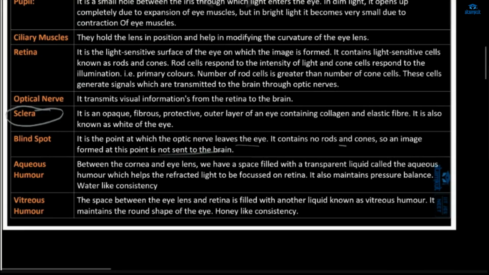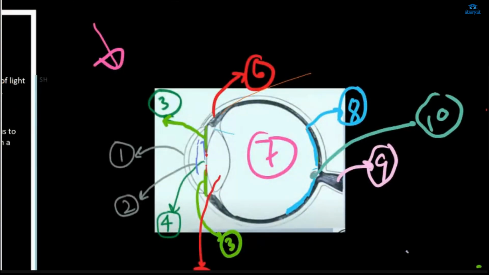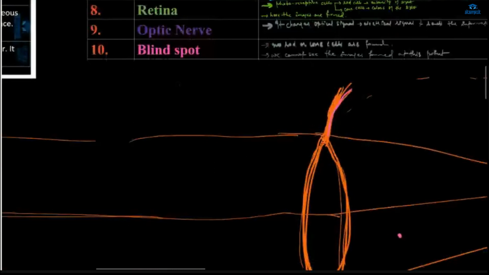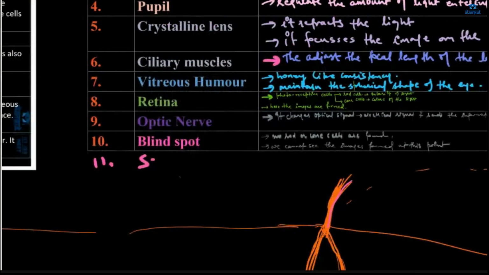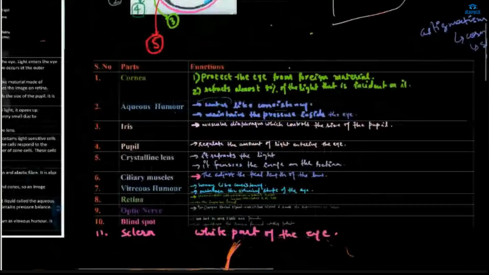And one more thing is there, the sclera. Sclera is actually the white part that we see of our eye. The cornea continues to form the sclera. Sclera is the white part of the eye. It is also written in the notes. So we have got every point, all the parts.